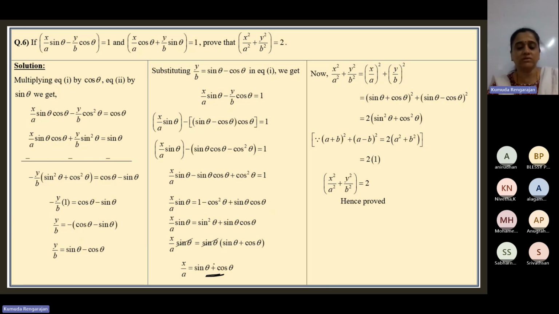So we found the expressions for x by a and y by b. Now x by a the whole square plus y by b the whole square. This I think we understand, right? So finish it. If you're not done, you can just complete it. Online children, please ask me if I have to clarify anything.